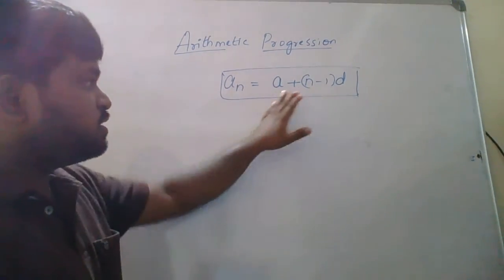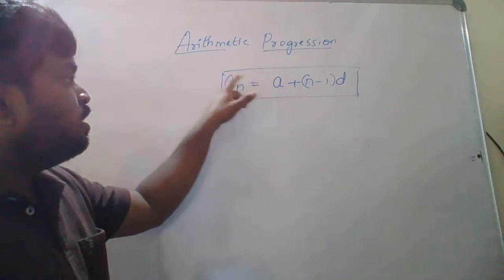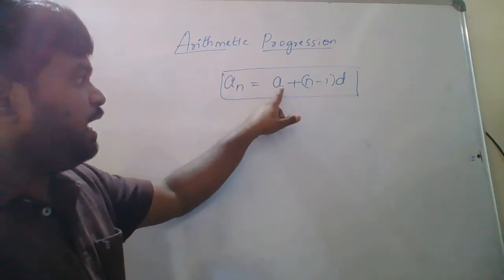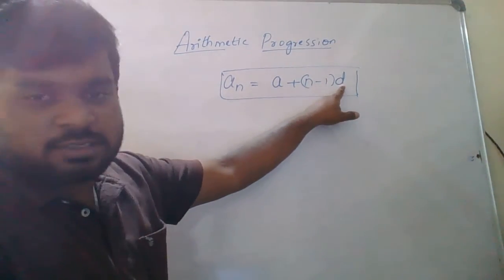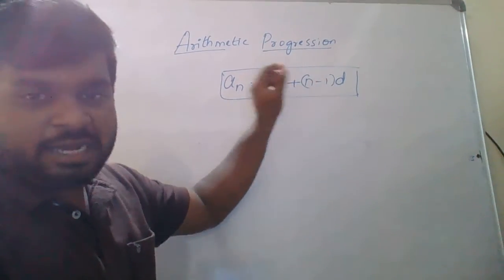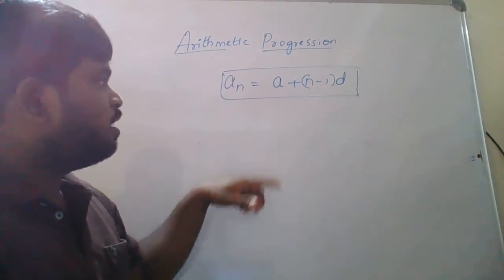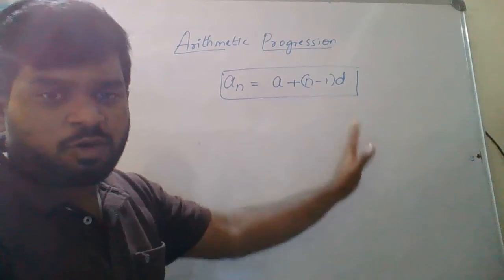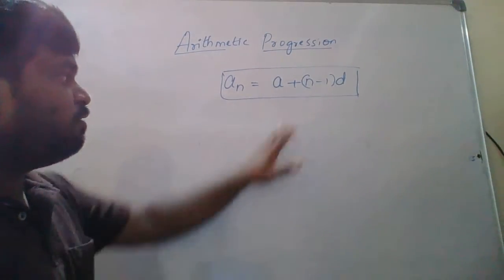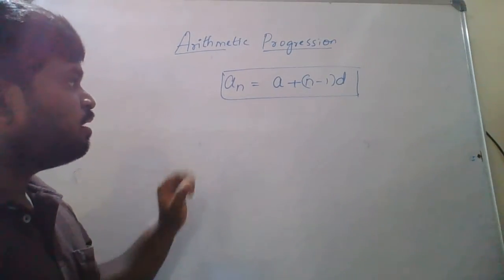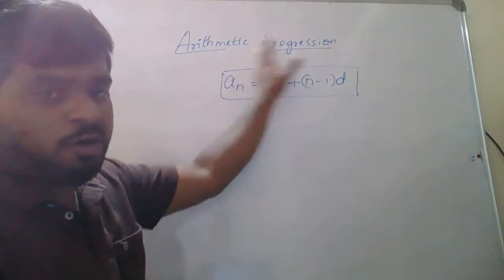Okay. So this is the formula, a very important formula. So an is the nth term, a is your first term, d is the common difference. Basically n gives you the position, or n can also give you the total number of terms. Okay, we'll come to that later. First let's see how we got this formula.